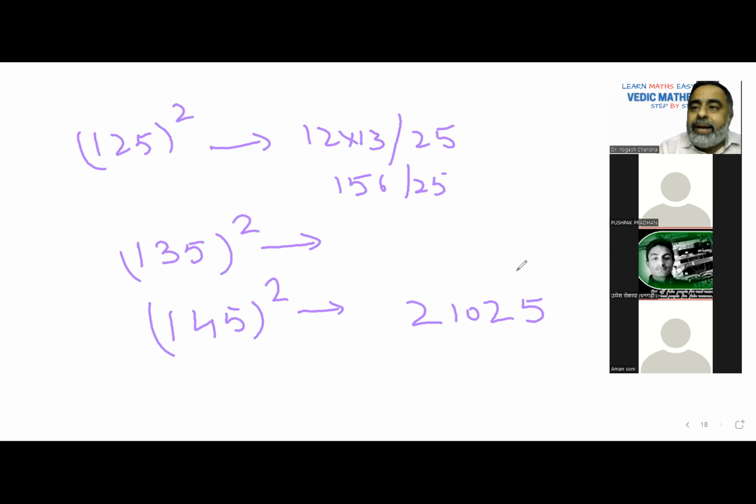So this was the second approach to find the squares of the numbers which are ending with 5. See, Pushpak, we have methods for 4 also, for 6 also, for 25 also, for 9 also. But they need to be learned. And there are several methods, if you see the content of the books.